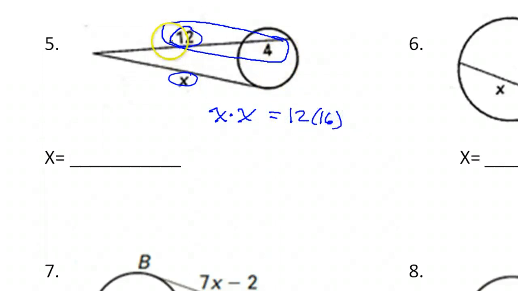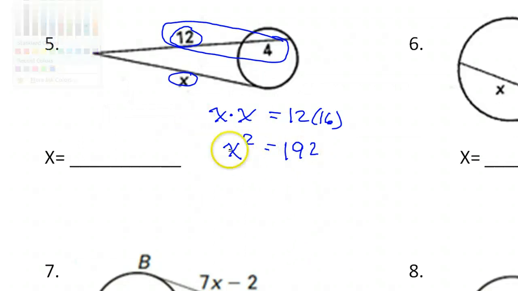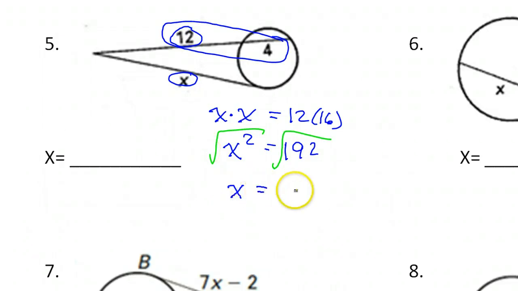Alright, part times whole. So that's going to make x squared equals 192. So if we take the square root of both sides, that gives us x equals 8 radical 3. Okay, that's the exact answer. But to the nearest tenth, that's 13.9.